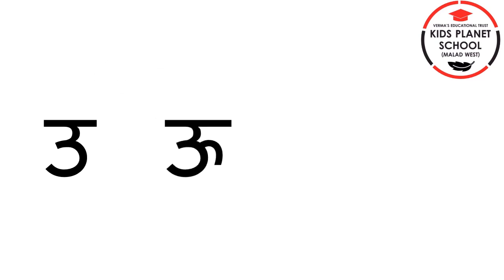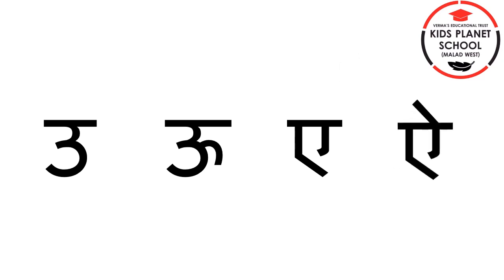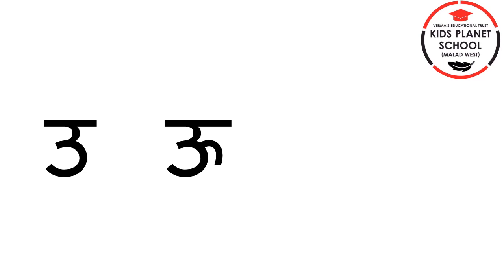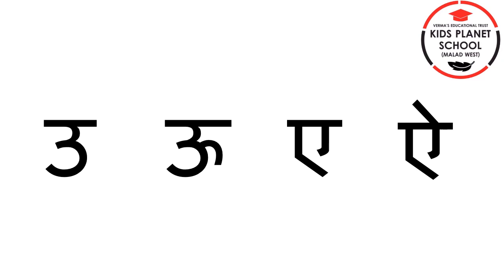Children, let us now complete this line of swar. Let us repeat one more time. Ooh. Ooh. A. I. Students, these were your letters. Ooh, ooh, A and I.